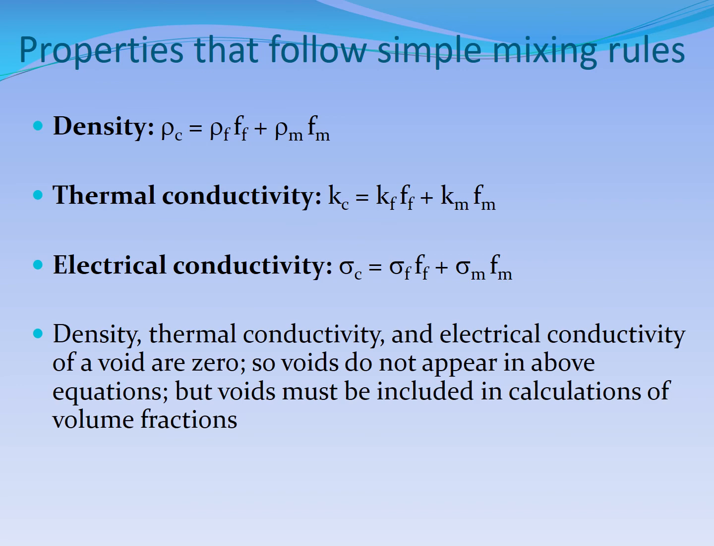Let us see now each property. Density of the composite, rho F times F F, rho M times F M, right? We are then assuming that voids are not there. Thermal conductivity, K of the composite, again K F F F, K M F M, F for fiber, M for matrix. Electrical conductivity, right? Remember in the chapter on electrical conductivity we were using sigma for conductivity. So again sigma F, sigma M, and so on.